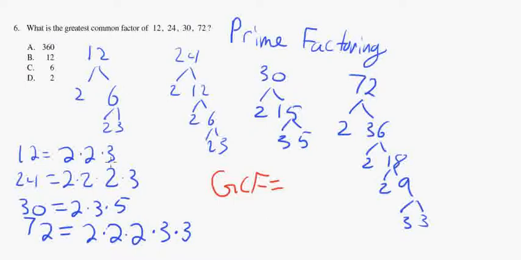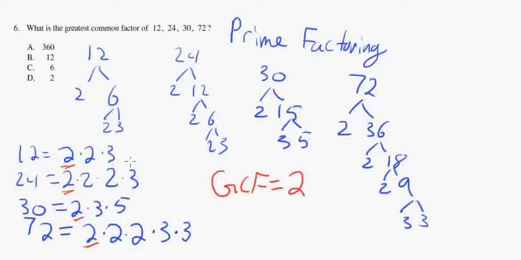As you can see, each number, 12, 24, 30, and 72, contains at least one 2. Some of them contain more than one 2. For example, 12 contains two 2s, 24 contains three 2s, 72 contains three 2s. But they only share one 2 in common. This 30 only has one 2. So that'll be 2.